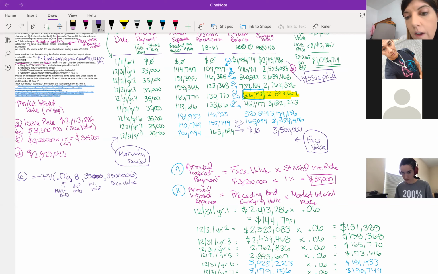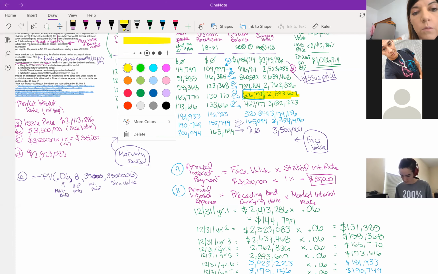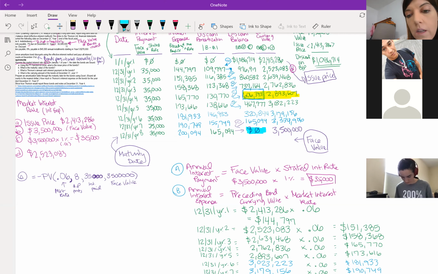So 165,094 minus the amortization, 165,094. 0 is my new discount balance because I've reached maturity. And the bonds at maturity equal face value.